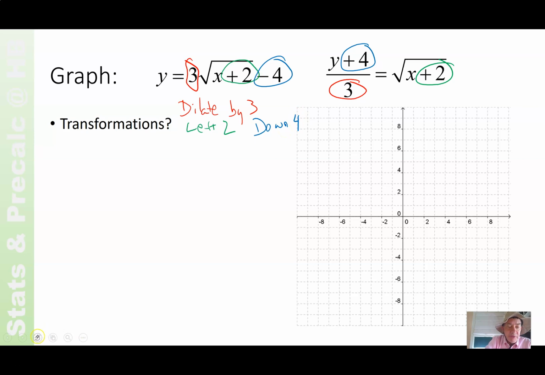On the original parent function, this is doing the same thing with a square root function that you've done all year long, and in fact in previous years as well. The parent function: (0, 0), (1, 1), (4, 2), (9, 3), all those lovely points that have nice integer coordinates for the square root function. So that's your parent function.